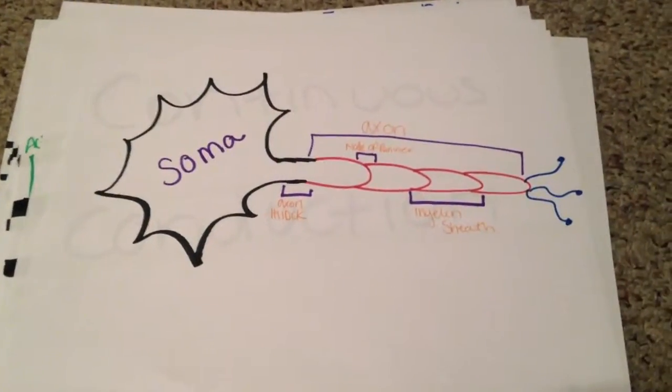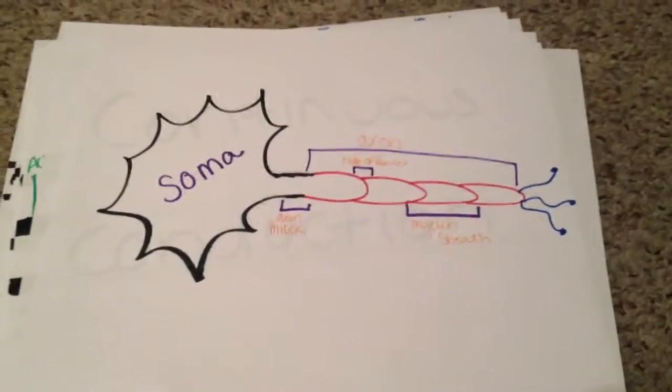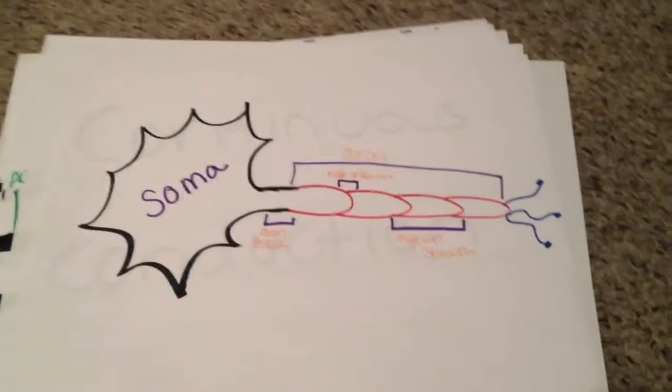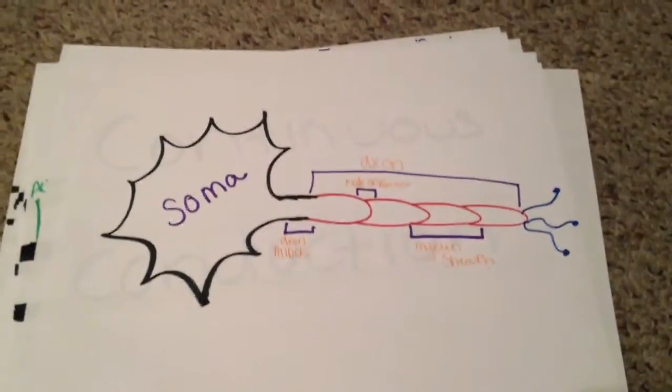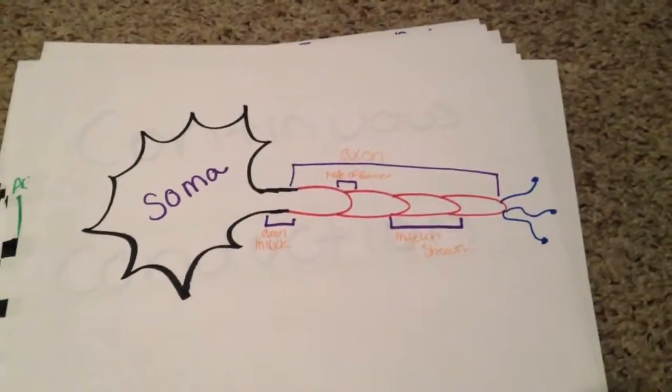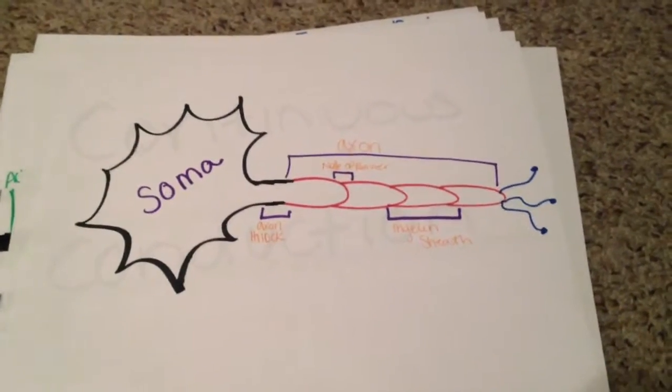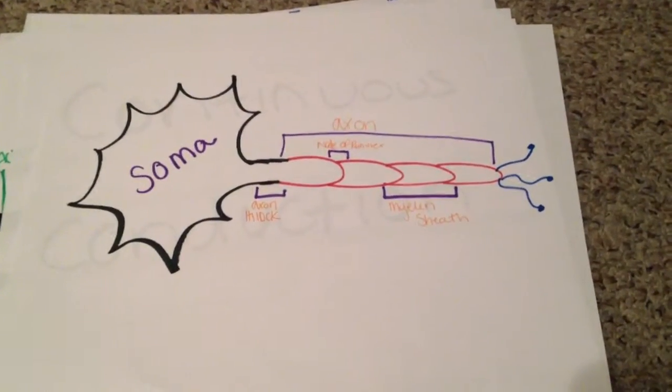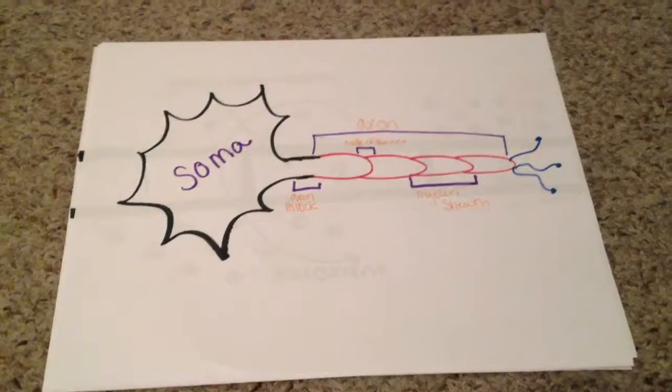This is a neuron. First you see the soma, which is the body of the neuron, and then you see the axon hillock, in which the graded potentials are summed and the action potential is formed. Then you see the axon, which is made up of myelin sheath cells and the nodes of Ranvier.